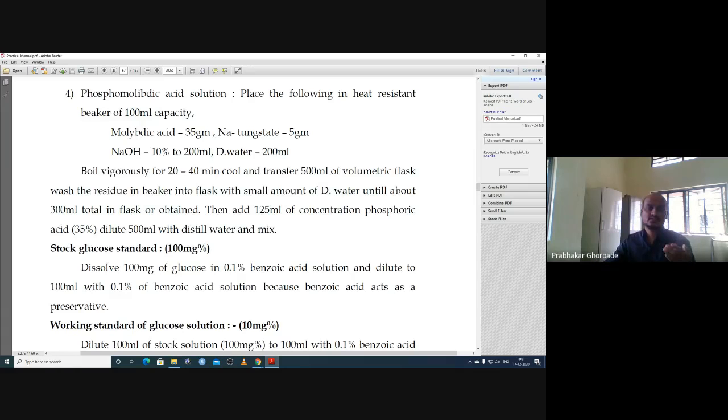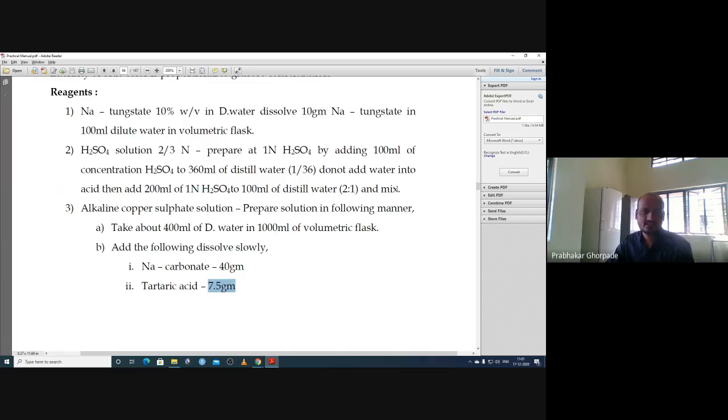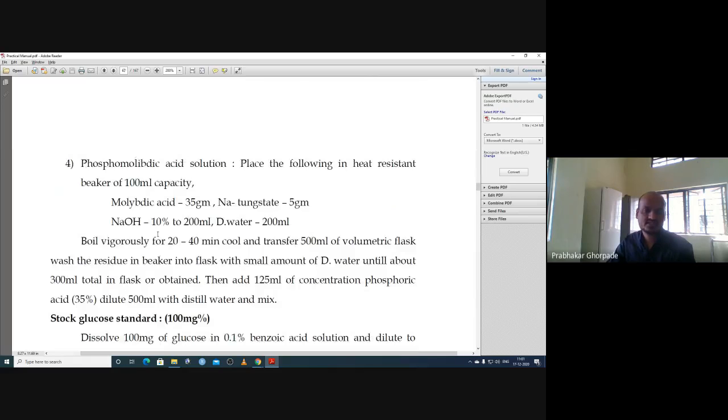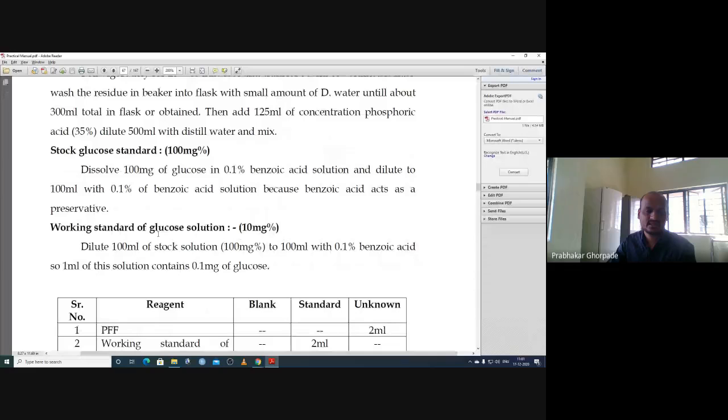So this is a laboratory procedure, right? Sodium tungstate preparation, 2/3 normal H2SO4 preparation, alkaline copper sulfate solution preparation, then phosphomolybdic acid preparation. These are required in our reaction, so we will see where they are required. Next we will do the glucose standard.